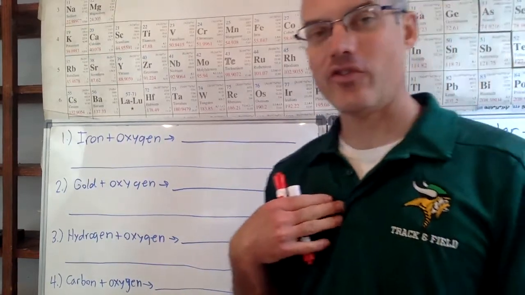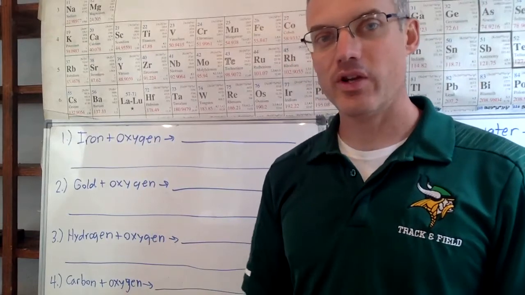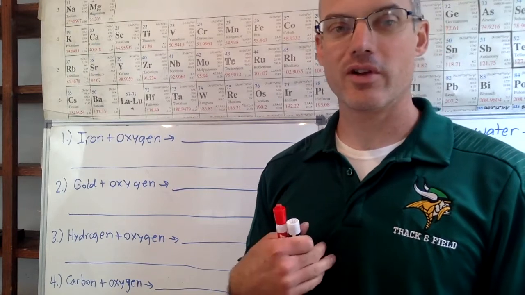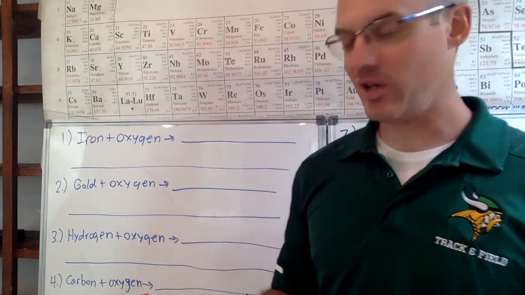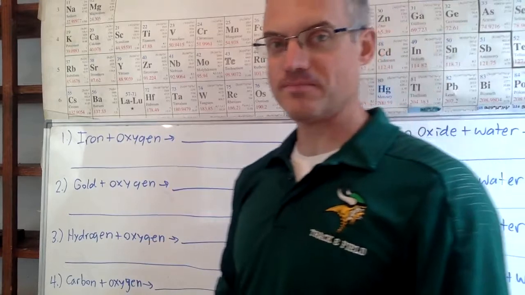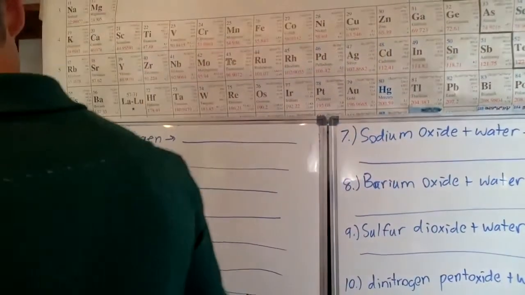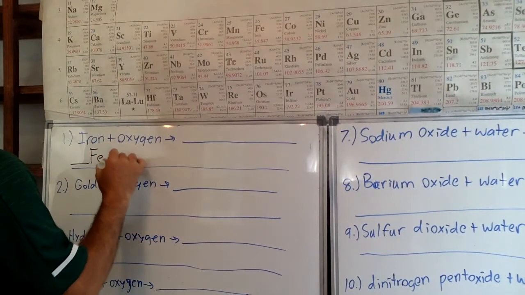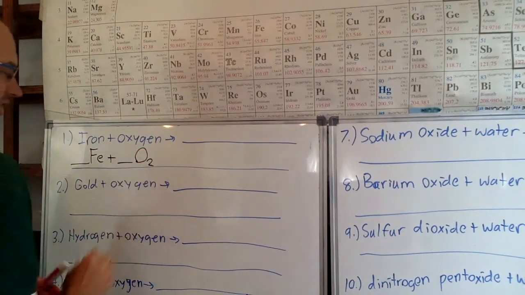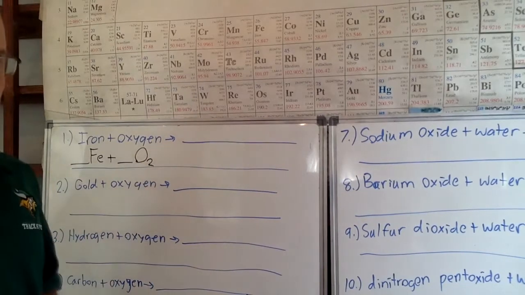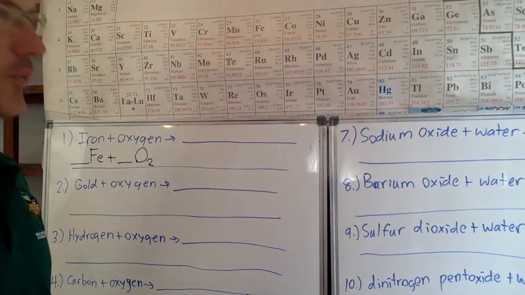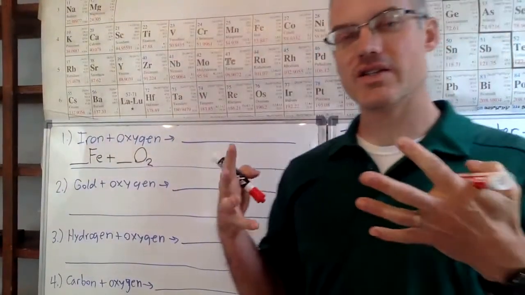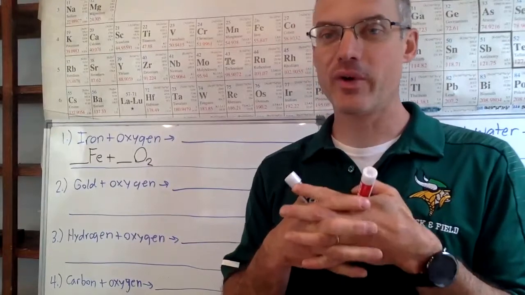I like to personally write out the formula equation before I write out the rest of the word equation, because the formula equation helps me figure out what's happening with the word equation, okay? So let's start with iron. So iron is Fe, and oxygen is O2. Okay, so what we're looking at here, again, remember this is synthesis reactions.